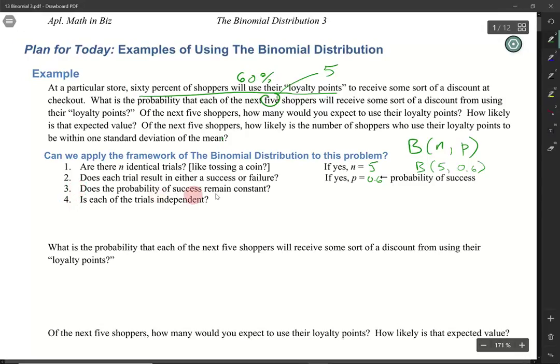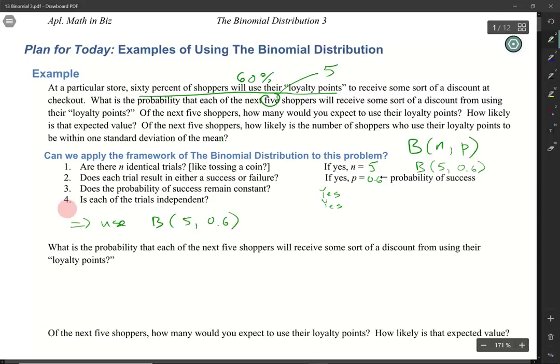Does the probability of success remain constant? It says 60% will use their loyalty points. This is probably an empirical probability, or maybe they're just beginning their analysis of this, and so they might say, well, we'll just assume that it's constant. Okay, so we'll say yes. And then is each of the trials independent? And we'll just say yes. Okay, so then in that case, use B(5, 0.6).